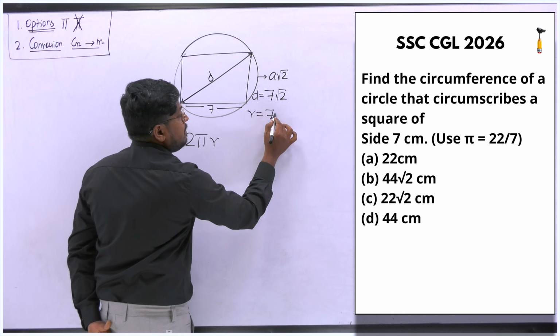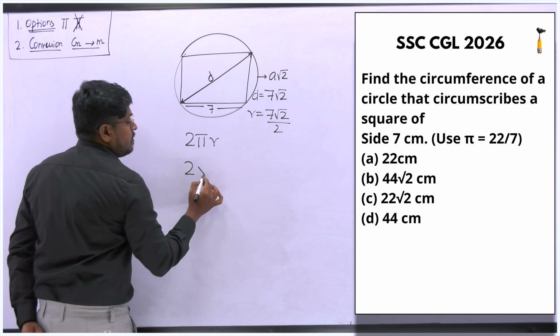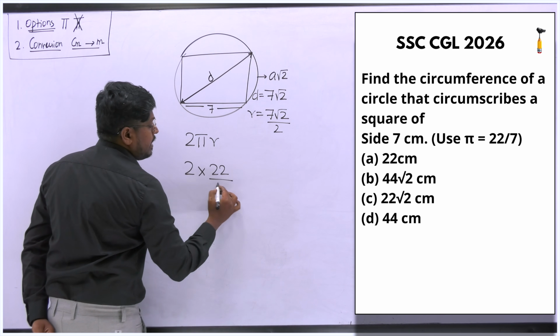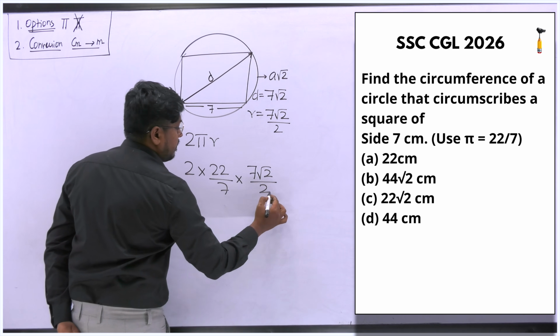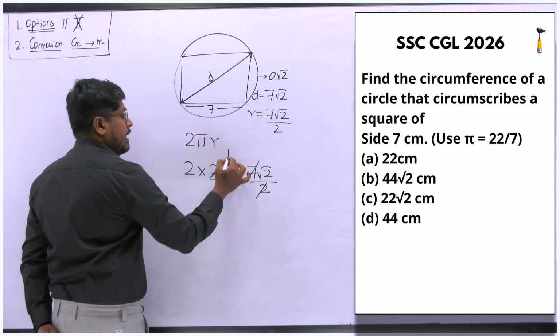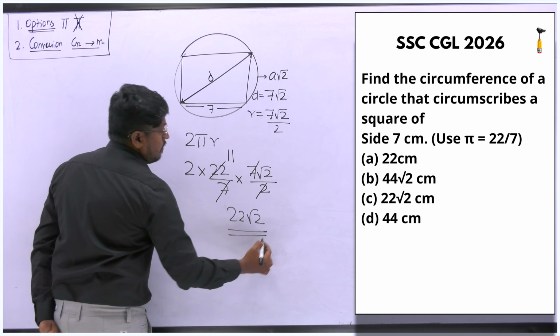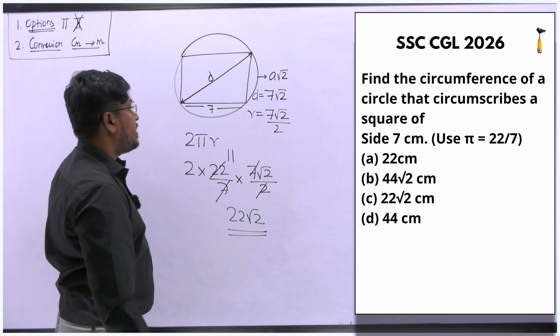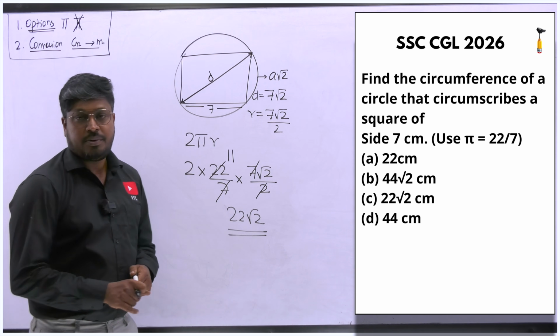So the radius will be 7 root 2 divided by 2. Now substitute all the values here: 2 into 22 by 7 into the radius, 7 root 2 by 2. We can cancel the 7 here, and we can cancel this 11 times. So we get 22 root 2. Looking at the options, yes, option C, 22 root 2, will be the answer for this question.